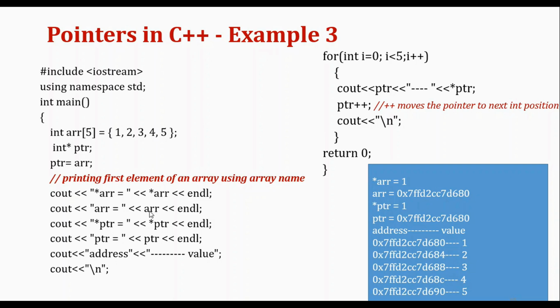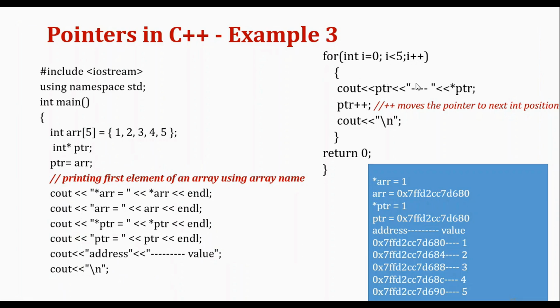Next, arr is the address of the first element, so the address of 1 will be this one, 680. Check out the value at ptr. The value at ptr is the value at arr. Arr is the address of the first element, so the value at the first address is 1. And ptr is the address of the first element, which is arr. So ptr and arr are both the same.